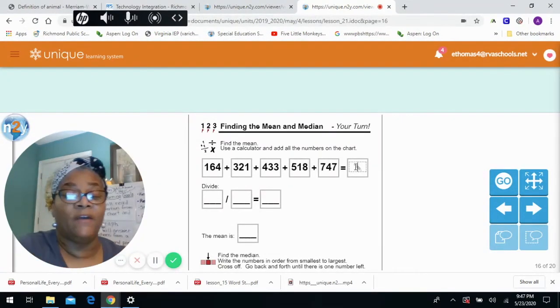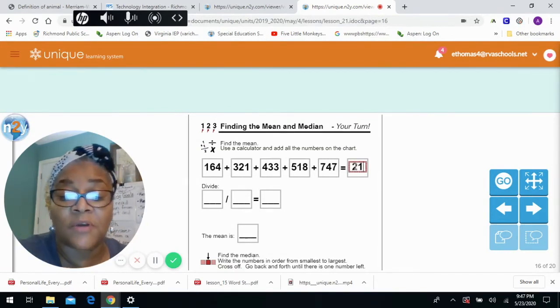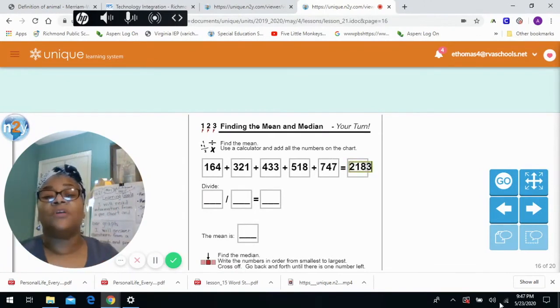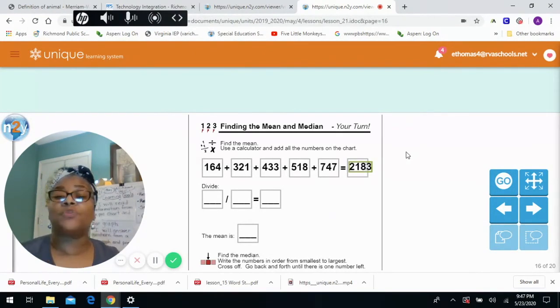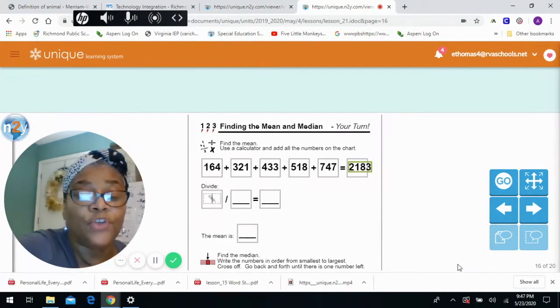So we have 2,183. So how many numbers do we have? 1, 2, 3, 4, 5. Now remember, we're going backwards, so we have to work with the total first, and that goes first. All right, so we have 2.